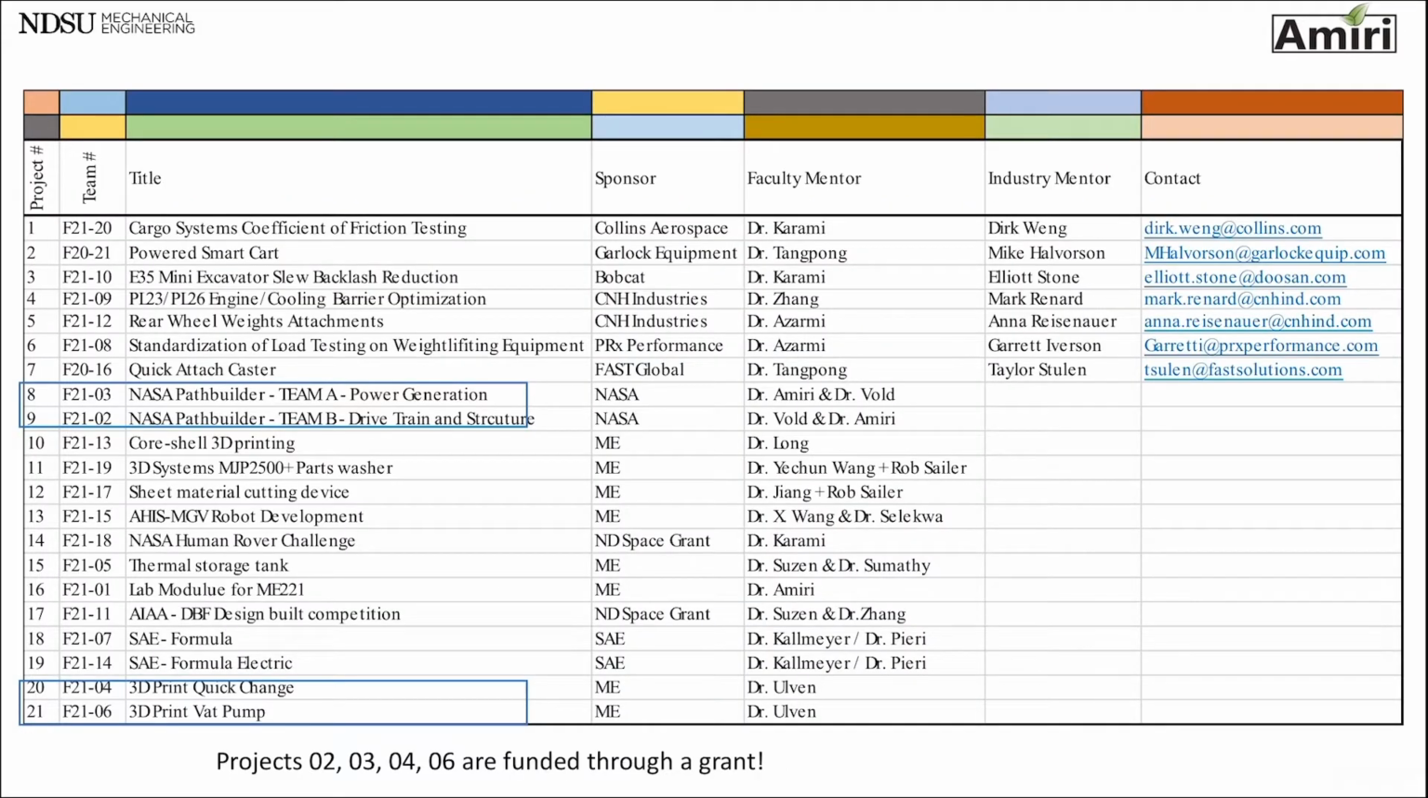Before we start, I want to mention something to 4 teams: the NASA Path Builder, Team A and B, and the 2 projects of Dr. Alban, the 3D printer quick change and 3D printer VAT pump. These projects are funded by a grant, so when it comes to purchasing and ordering parts and material, there's a little bit of a difference, which I'll mention when we get to the purchasing and ordering parts.